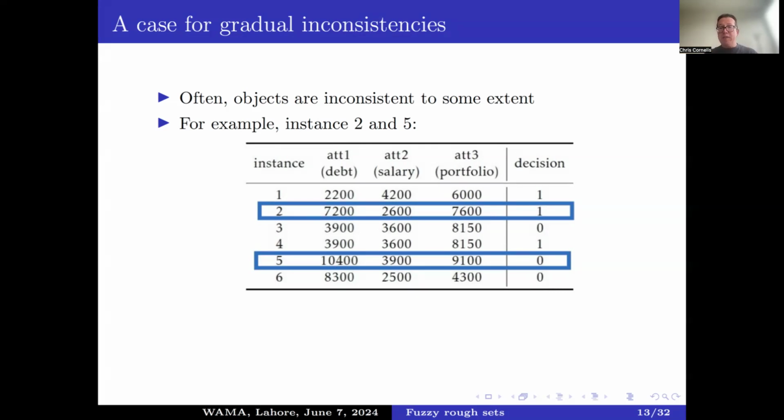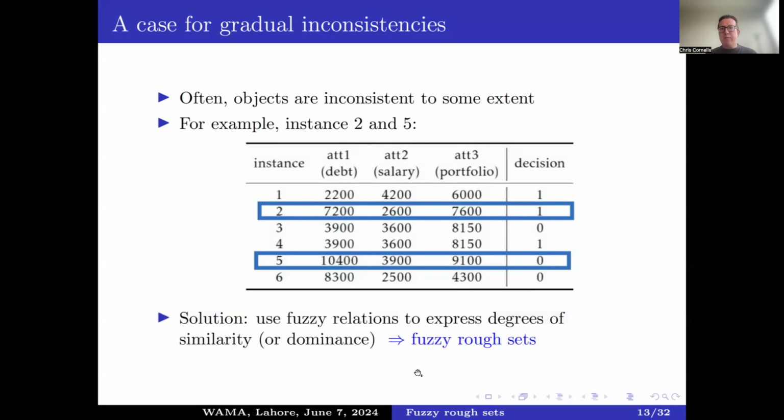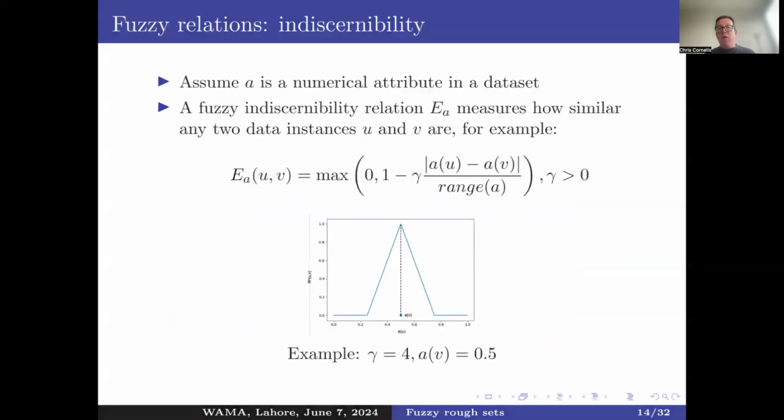Now, in order to deal with that, to extend rough set theory to handle that kind of partial inconsistencies, we can extend it with fuzzy relations, relations that will express degrees of similarity, to what extent are two objects similar to each other, or dominance, to what extent is one object better or at least as good as another one. And this will lead us to the definition of fuzzy rough lower and upper approximations that we'll get to in the next couple of slides. But before that, I need to explain how we model gradual indiscernibility and dominance.